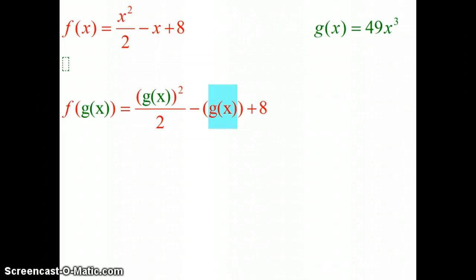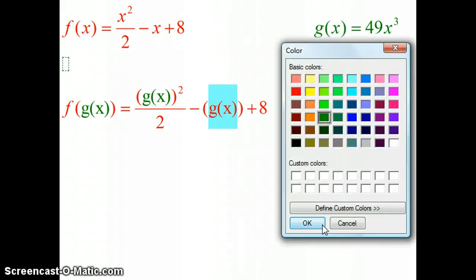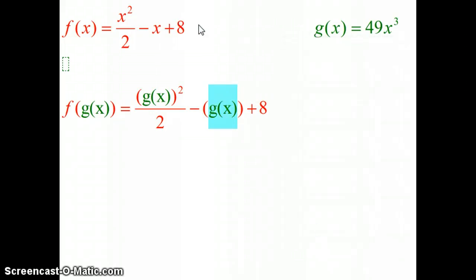When we're composing one function with another, we're just taking one and inserting it inside of the other, which just means that the 49x to the third is going to appear every time you see an x in this function. So think of it this way. The way I have it color-coded, I'm going to insert the green into the red. Every time there's a red x on the right side here, we're going to replace it with the whole green x term right here, and this is our result.